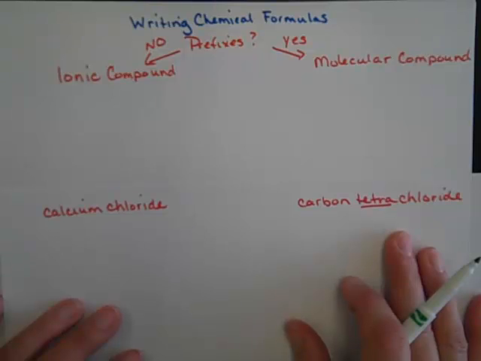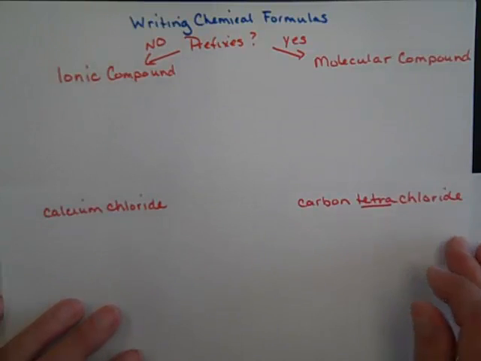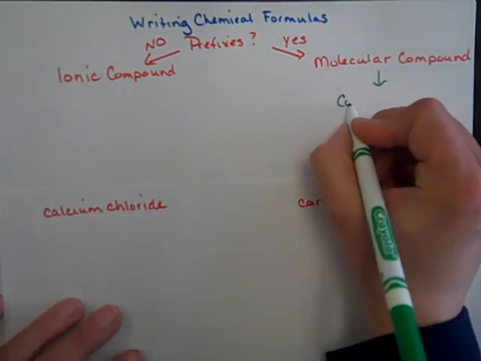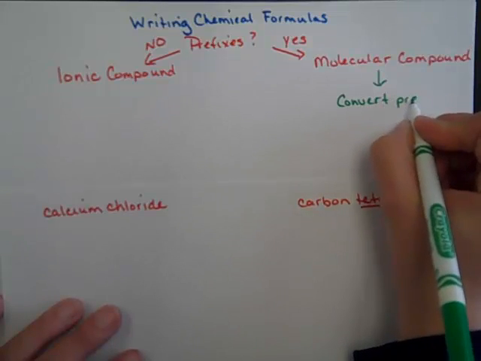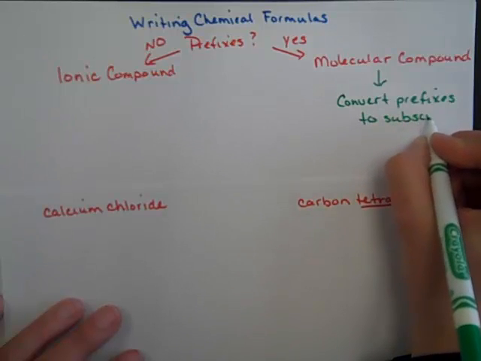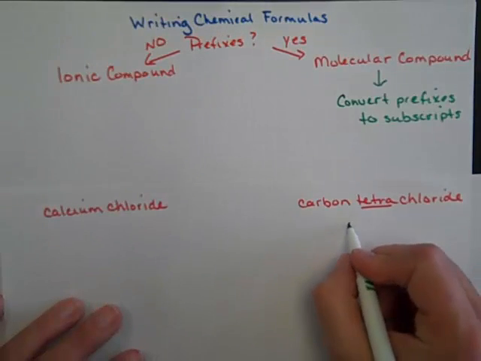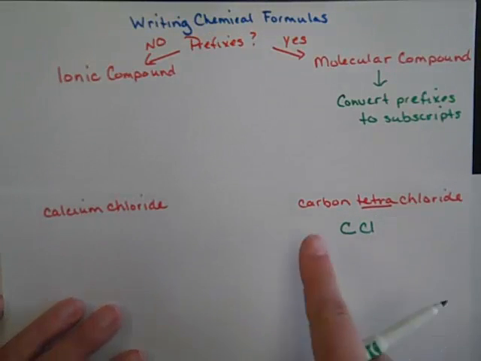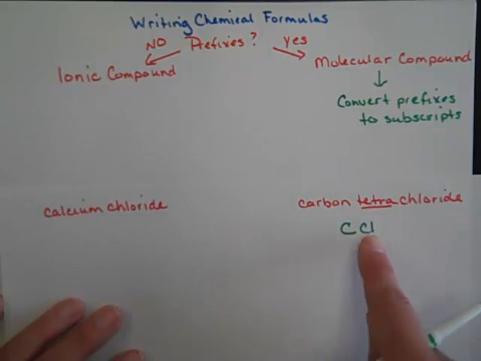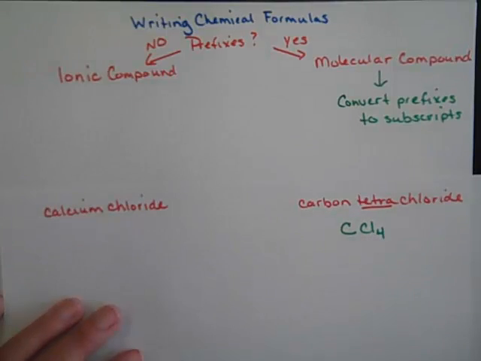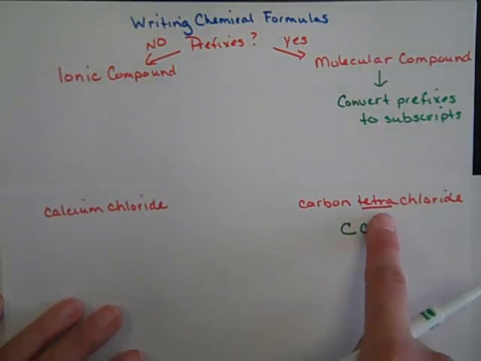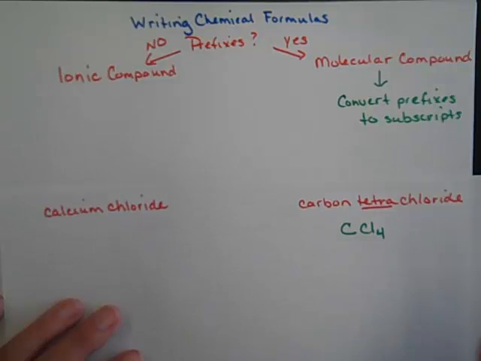In the case of a molecular compound, this one is pretty simple. If we want to write the formula for this, then all we have to do is convert the prefixes. Okay, so we have carbon and we have chlorine. There is no prefix here, so there's one carbon. We have 4 chlorines here, so it's CCl4. Okay, so molecular compounds are pretty straightforward. All we have to do is take the prefixes, convert them into subscripts, and we're done.